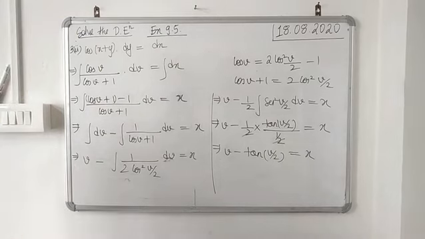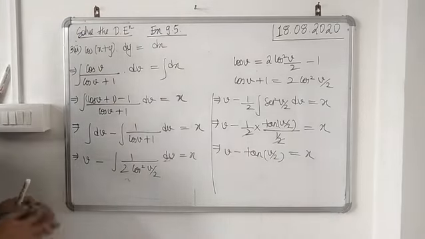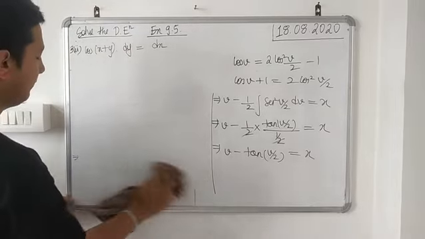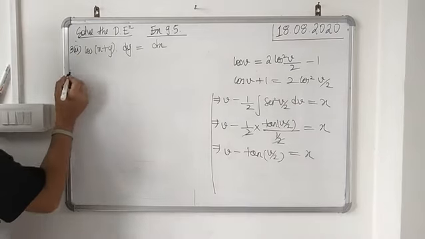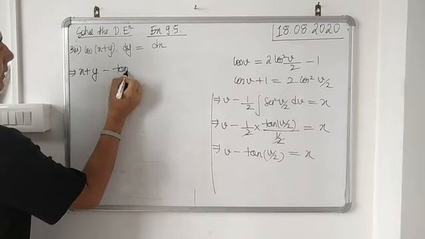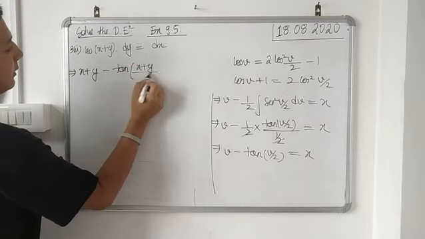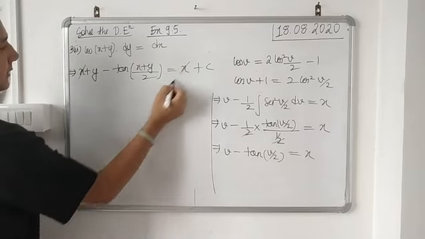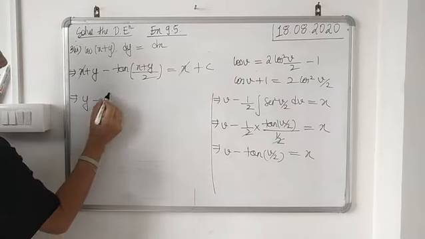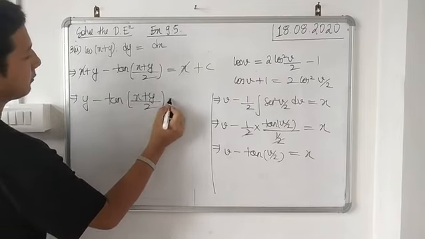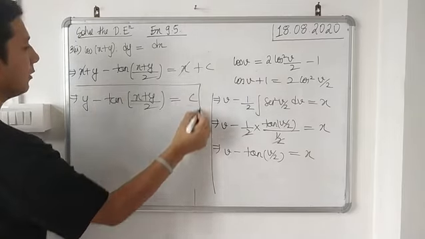Now finally we'll substitute the value for v, which was x plus y. So that completes our answer. That's the last step. Putting the value for v, which is x plus y, minus tan of x plus y by 2, equals x plus any constant. So x and x get cancelled out. The final answer would be y minus tan of x plus y by 2 equals a constant.